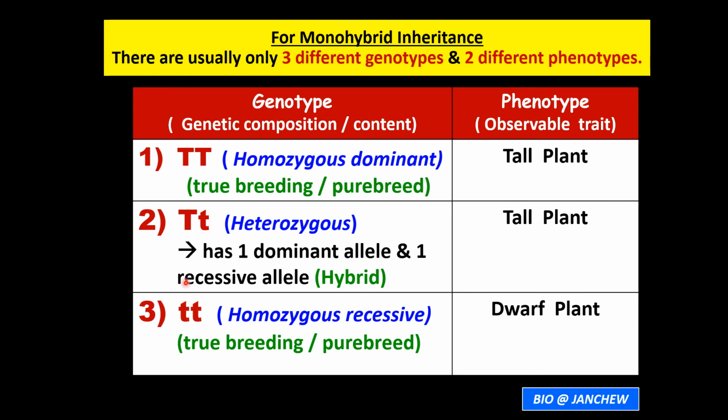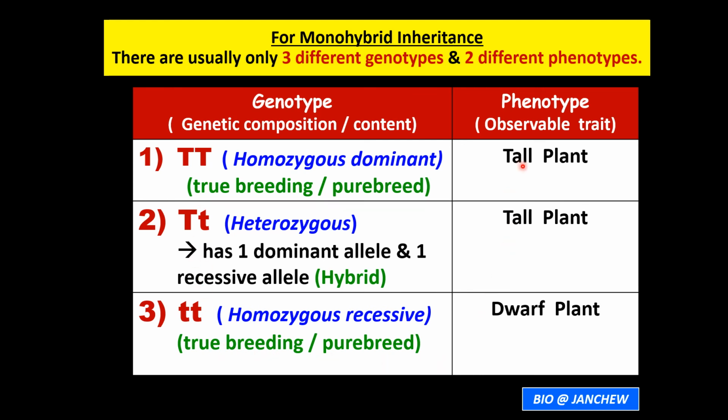genotype big T, small t. The organism which has this genotype is said to be heterozygous, having one dominant allele and one recessive allele, and it is a hybrid or a mixed breed. And lastly, small t. The organism with such a genotype is said to be homozygous recessive. It's also true breeding like the first one, and it is a pure breed.